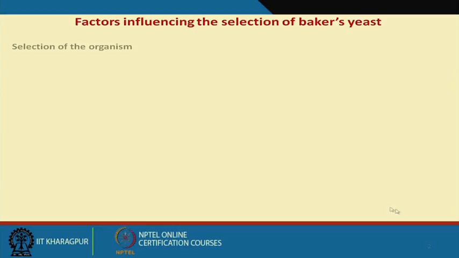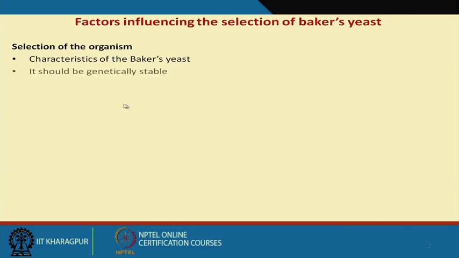The most important thing is the factors that affect the baker's yeast fermentation process. I told you the selection of the microorganism plays a very important role. Now the question comes, what should be the characteristics of the microorganism? First thing, it should be genetically stable, which is very important, because if organisms are genetically stable, then and only then the biochemical characteristics of the organism will be the same.